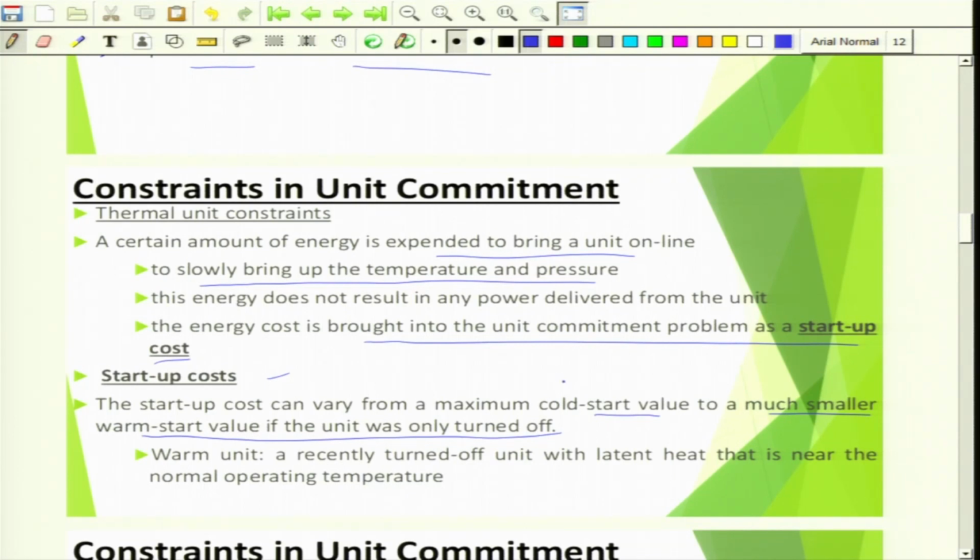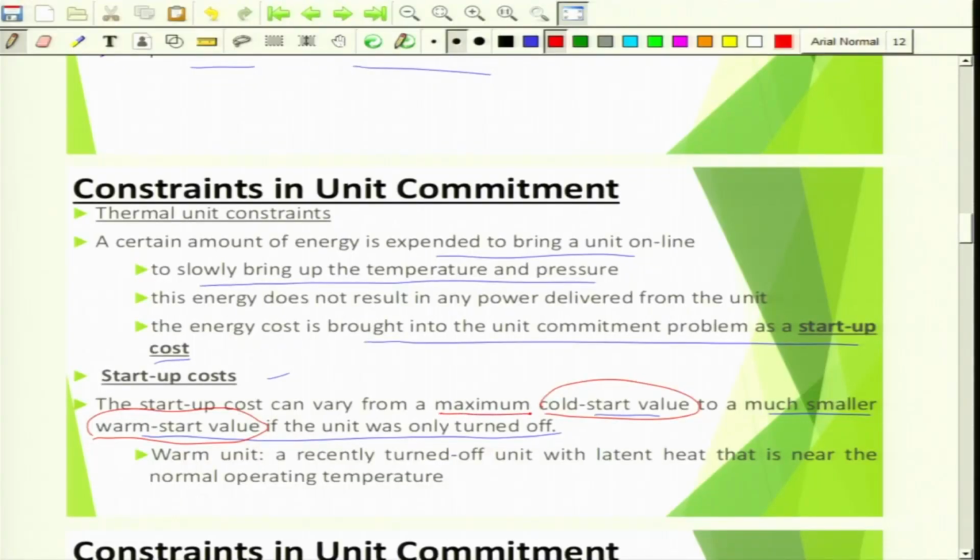There are two important terms that you can observe here. One is cold start value and the other is warm start value. What is cold start value? Cold start means the unit has been turned off long before, and it is totally in a cold state, and there is no heat in the system at all. Now it takes a lot of energy to bring that kind of cold system back to normal operation where it can start feeding power. So that is what is considered as maximum.